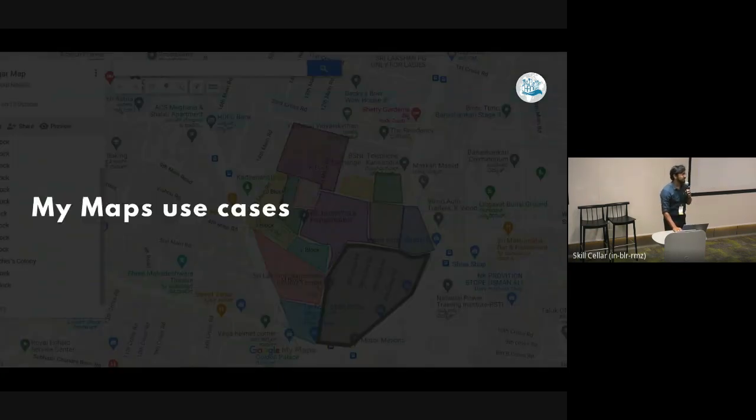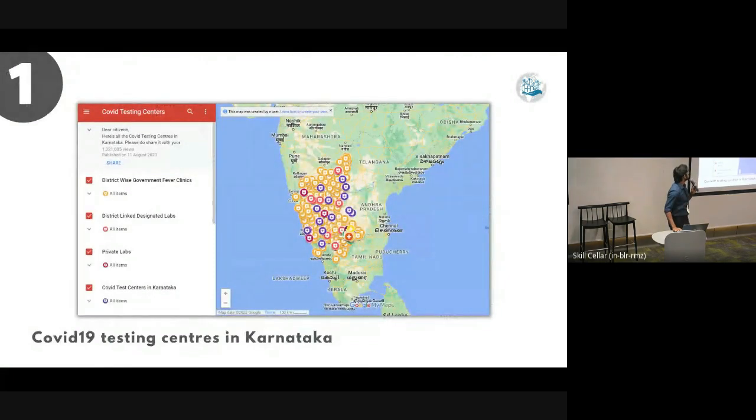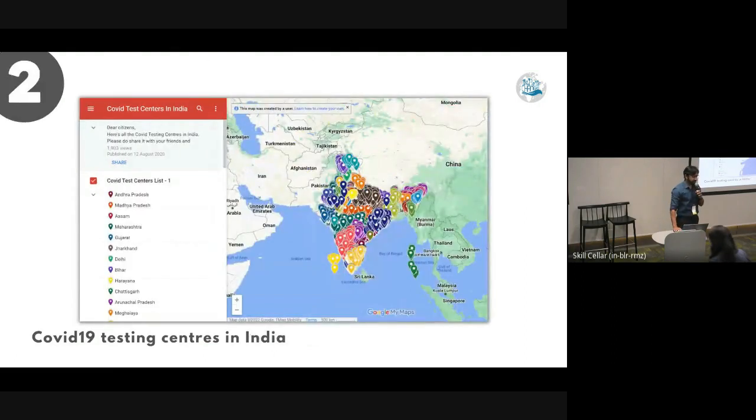Let me tell you some of our use cases, starting from the COVID situation. We mapped almost all COVID care centers across Karnataka in one single map, which, if you click on it, is saved on your Google Maps phone app itself. You don't have to do anything else. All you have to do is become a volunteer and help your friends when they need help. As simple as that. And then we were really ambitious, but we really did it. We mapped all the COVID centers across the whole of India.